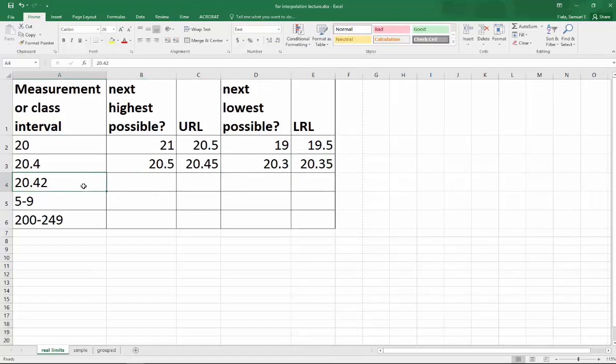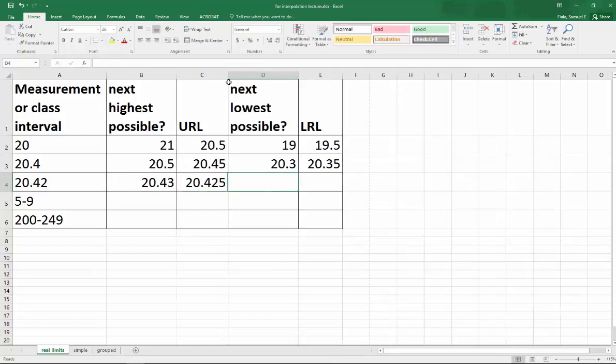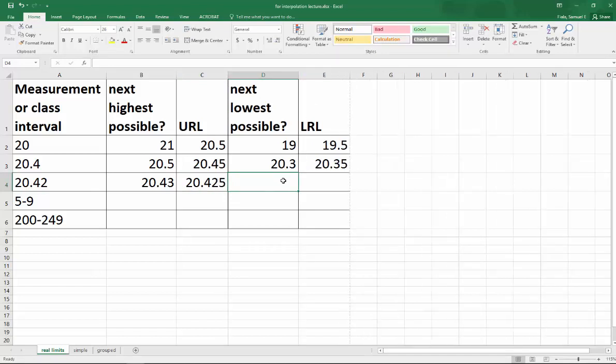And if we measured even more precisely, all the way down to the hundredths place, 20.42, well, the next highest number isn't 20.5, it's not 21, it's 20.43. So halfway between is 20.425. Same thing for going lower. Below 20.42 is 20.41, and halfway between is 20.415. Pretty straightforward, right? So if you have a number, however precisely you're measuring, think about what's the next possible measurement at that level of precision. Upper real limit is halfway between. Same thing for lower, just going below.